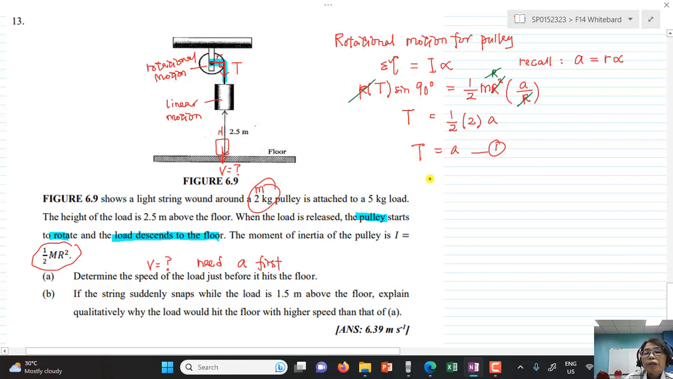Then I consider the linear motion of the load.